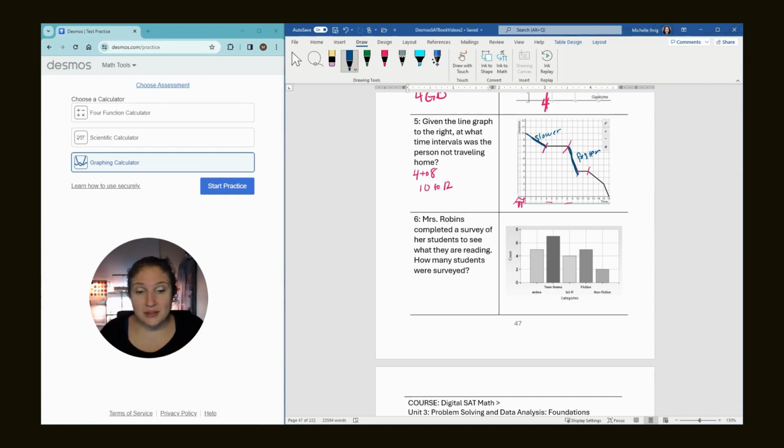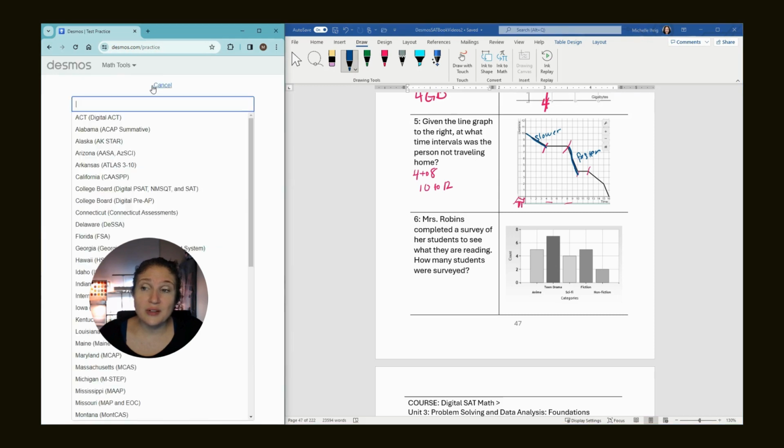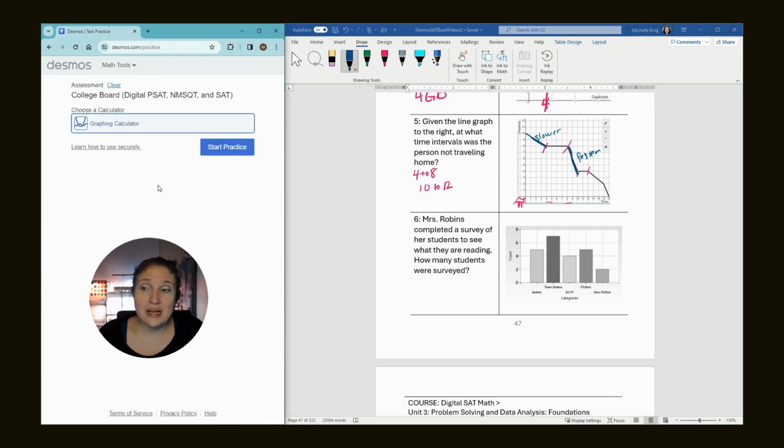Mrs. Robbins completed a survey of her students to see what they are reading. How many students were surveyed? Okay, this one is one where we do have to add some. And I left the calculator up for a reason. Remember, when you click the description to get to Desmos, you'll get this screen. You need to choose assessment and then choose College Board.